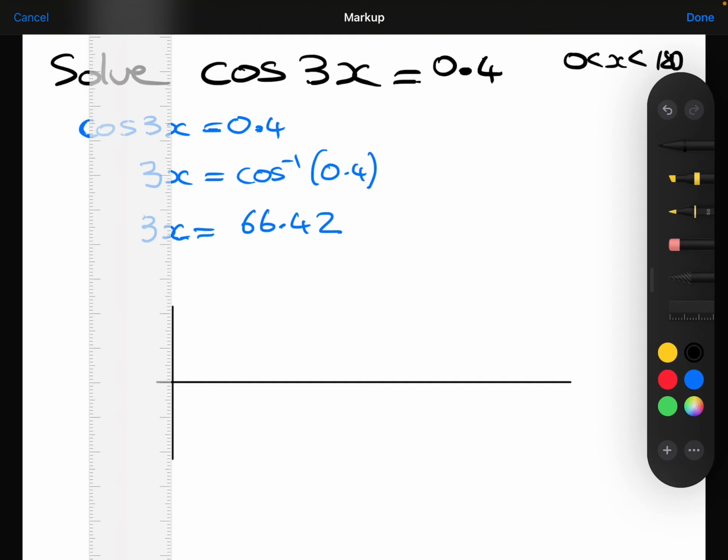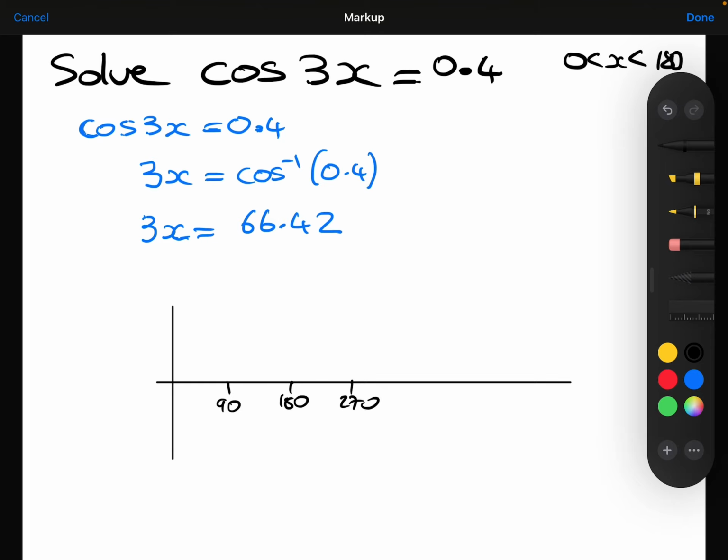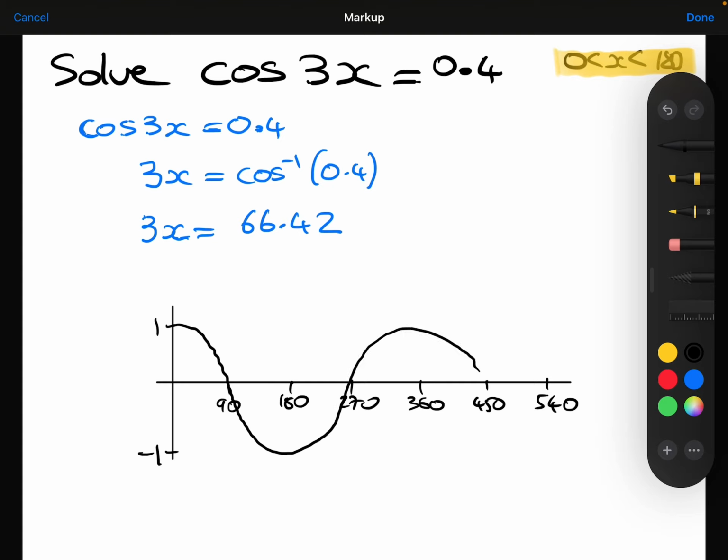So I am drawing my cos graph. The other thing to note for these questions is I am drawing my cos graph super big. I'm drawing it all the way up to 540 degrees, in fact. Now, the question only wanted me to give the answers that are between 0 and 180. So I can understand if you're thinking, why have you drawn a cos graph so big? Why are you going all the way up to 540? Well, you'll see that in a minute.